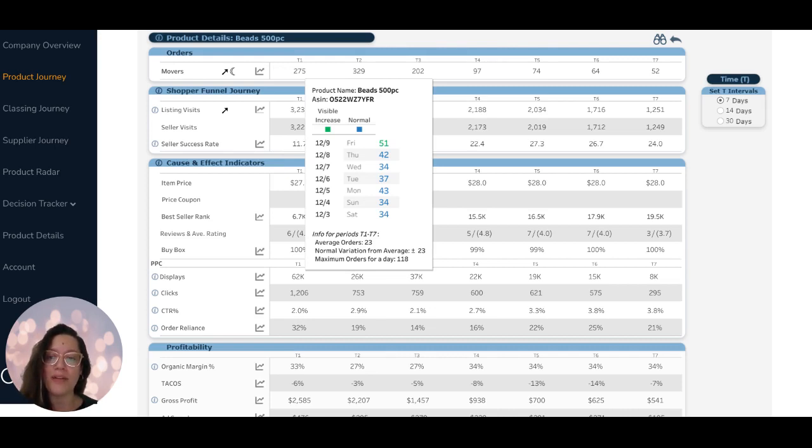By hovering over the order numbers, you can see a day-by-day breakdown of how many orders were made on any given day.